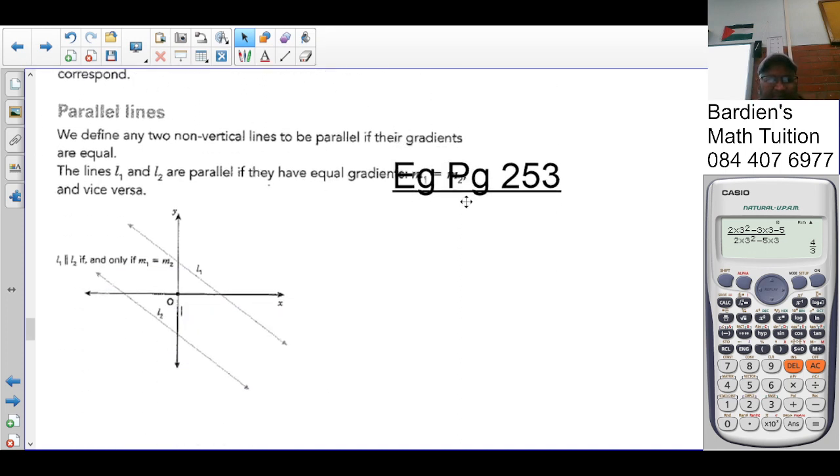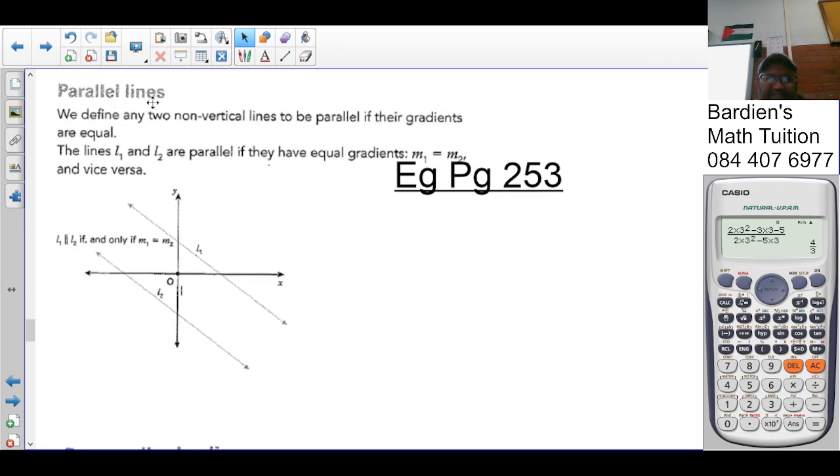Alright. Now I need you to make this note. We spoke about that there. Next, the subheading: parallel lines. We define any two non-vertical lines to be parallel if their gradients are equal.